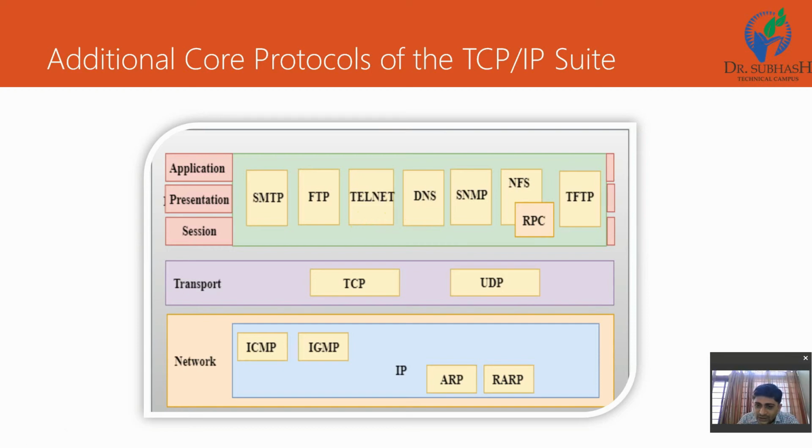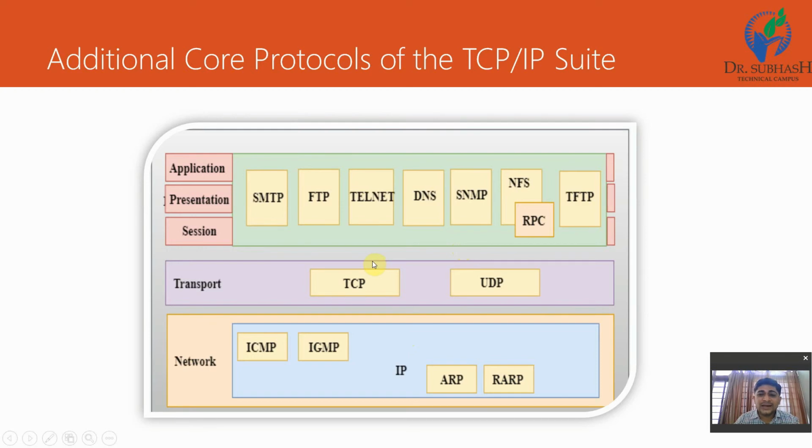SNMP, Simple Network Management Protocol. Another one, NFS, Network File System. A sub protocol is RPC, Remote Procedure Call. And the last one, TFTP, Trivial File Transfer Protocol, which is the extended version of FTP. So we have multiple protocols in a single space.